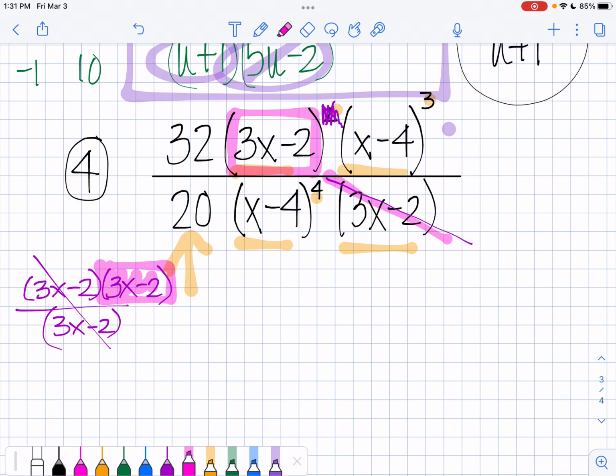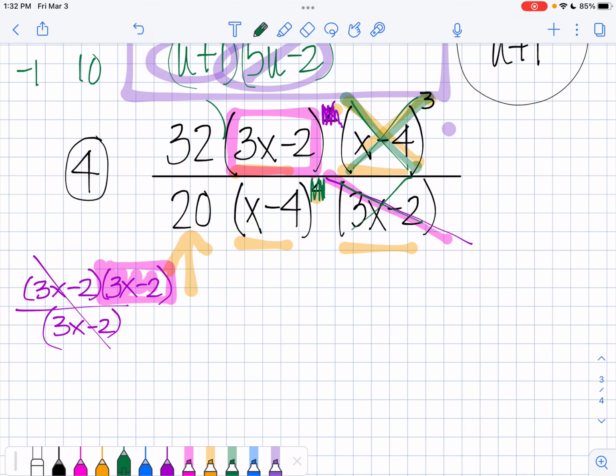Okay, for the x minus 4s, I have 3 of them on the top, but I have 4 of them on the bottom. So that means I can cancel out 3 of them. So this is actually going to go away. Here, I'll do it in a darker color. And I'm going to be left with 1 of them in the bottom. So this is gone, and you have to remember this is gone.